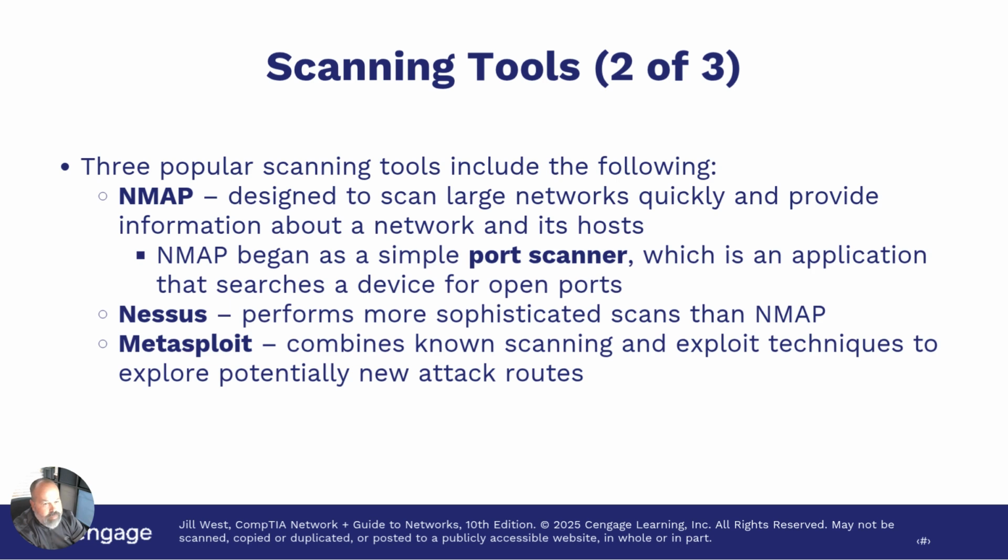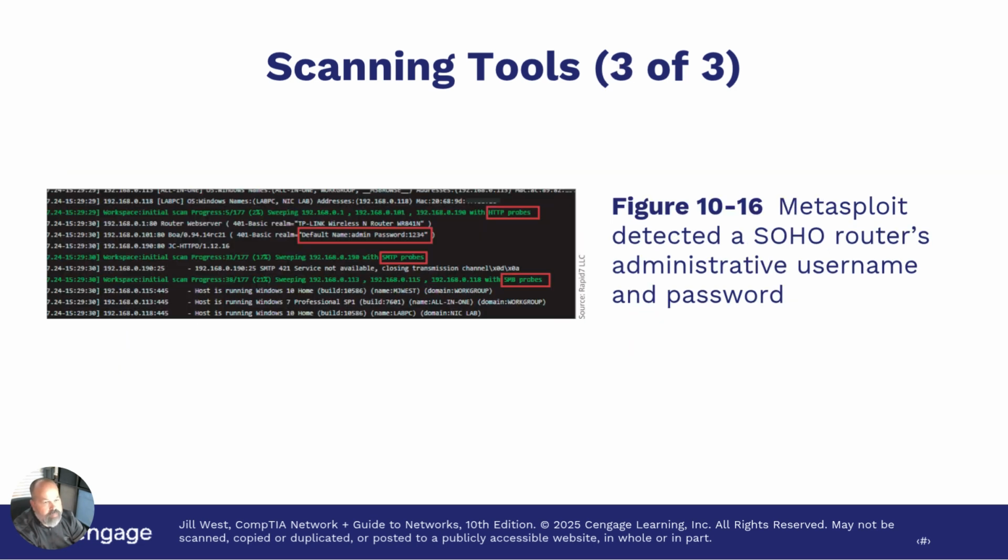First, we've got Nmap, which is like a network GPS. It maps out your entire network quickly. It started as a simple port scanner, which searches for open ports, like checking which doors in a building are unlocked. Nessus performs more sophisticated scans. If Nmap is a metal detector, Nessus is an MRI machine. And Metasploit combines scanning with exploit techniques, which is like the Swiss Army knife of penetration testing tools.